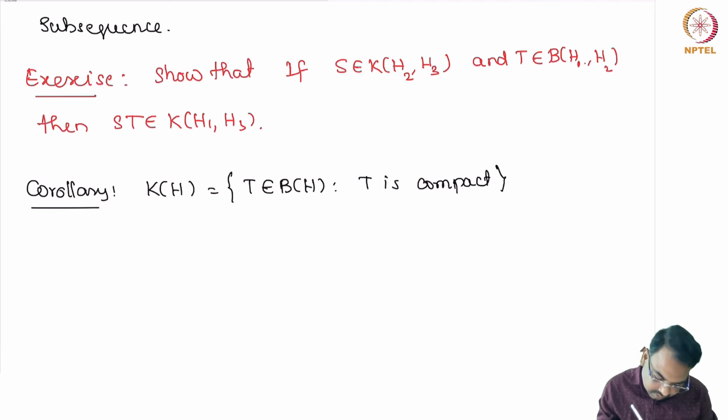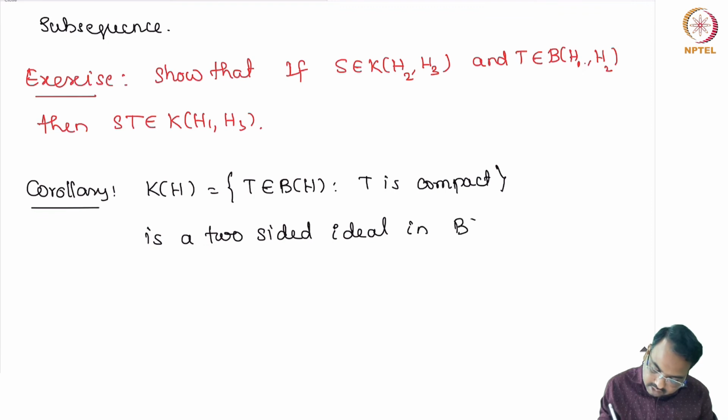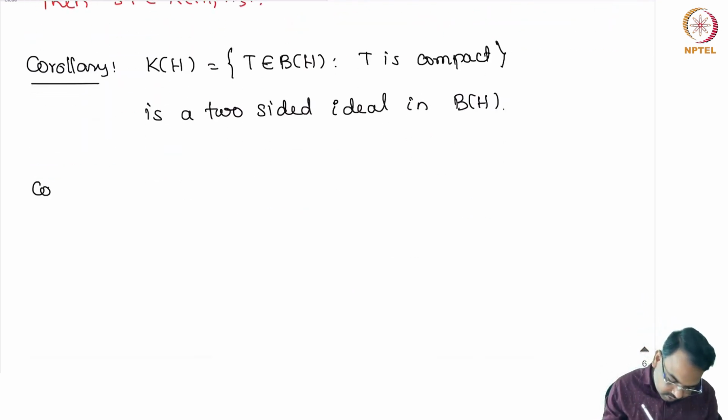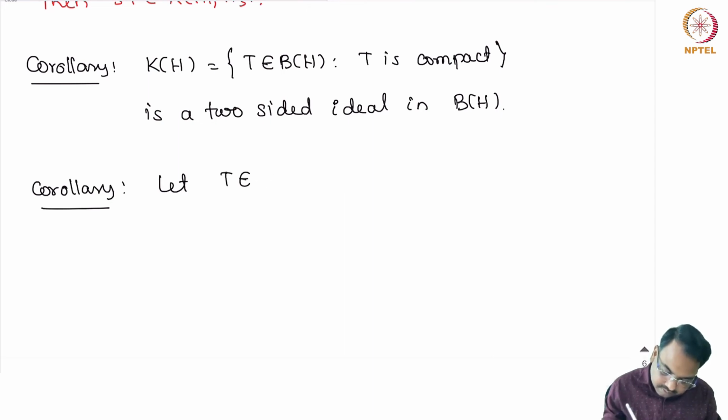So this is a two-sided ideal in B of H because it is a vector space, and when you multiply a bounded operator with a compact operator from both left and right, then the resulting operator is also compact. Hence we can conclude that K of H is a two-sided ideal. As one more corollary, let T be a compact operator, then we can say that T star T and T T star both are compact.